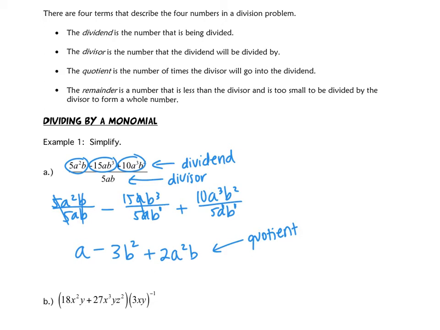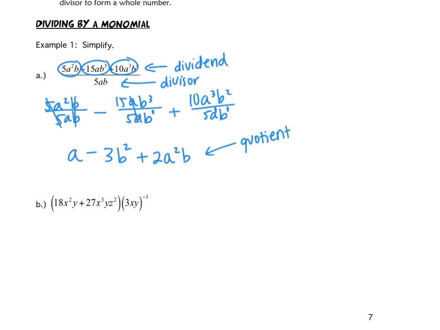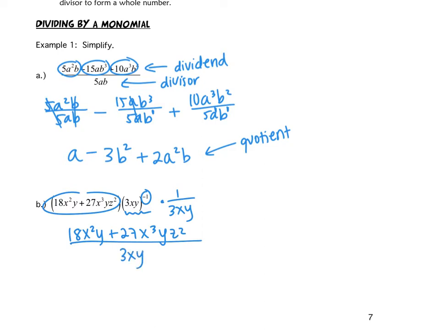Okay, let's look at example B. If we look at example B, we're going to notice that this one looks different. It doesn't even look like dividing anymore. Well, let's think about what that negative exponent means. Negative exponent means to move it. So this term is really 1 over 3xy. We moved the 3xy to the denominator. Now, if I'm going to multiply what I have by that 1 over 3xy, I get 18x squared y plus 27x cubed yz squared, and then that 3xy is in the denominator.